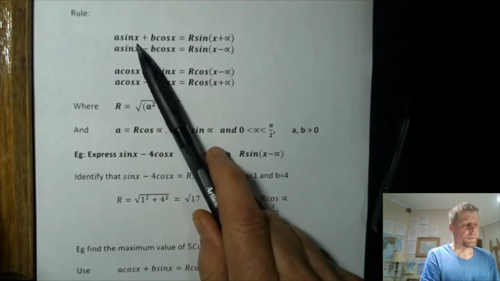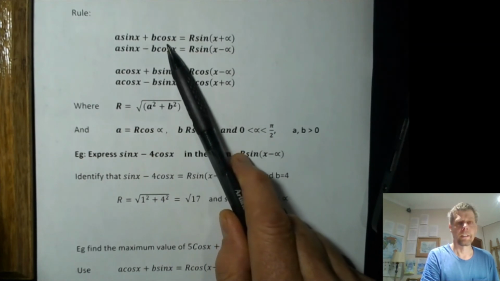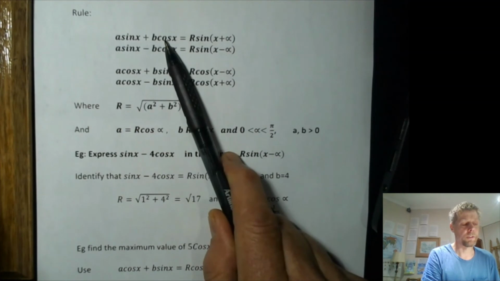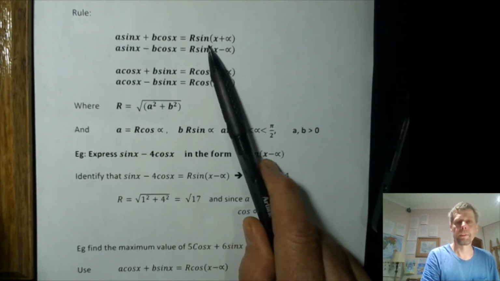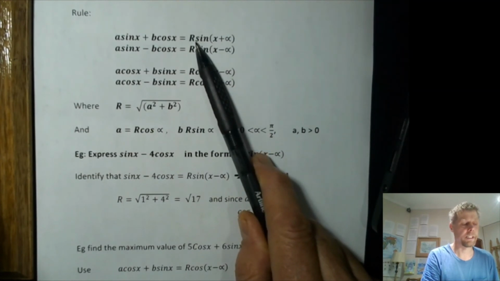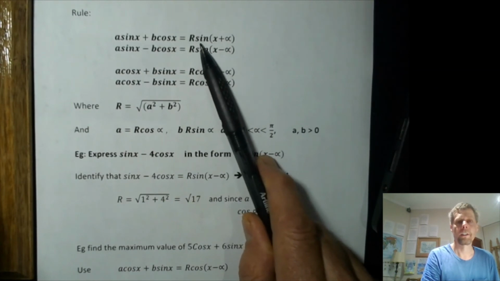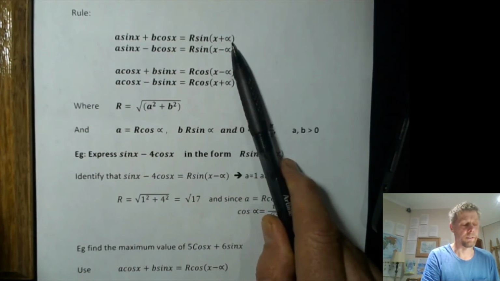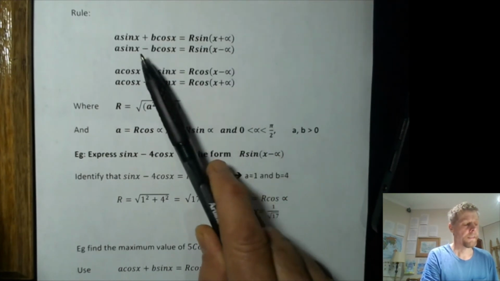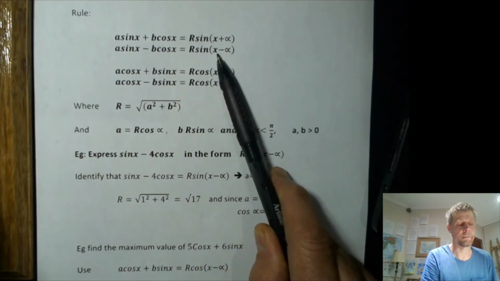Another rule that one needs to know: if you have a sine x plus b cos x, and you plot the sum of those two terms out, you're going to end up with a sine wave that's been shifted, and it's also got an amplification factor. So a sine x plus b cos x can be written as r sine x plus alpha. So r and alpha are two constants that you can easily find. And also a sine x minus b cos x equals r sine x minus alpha.